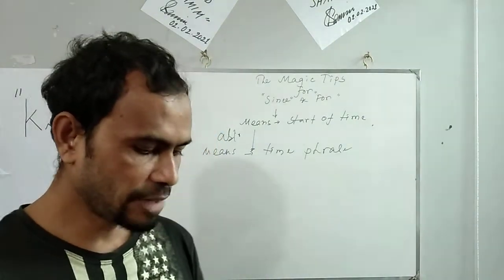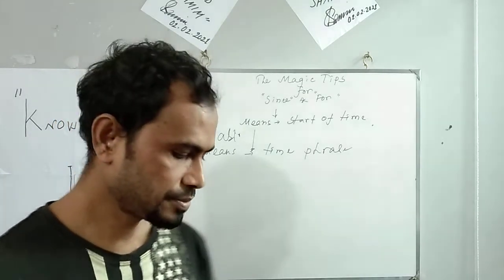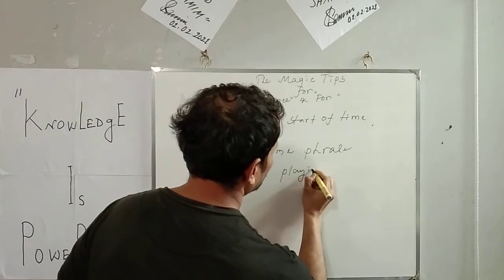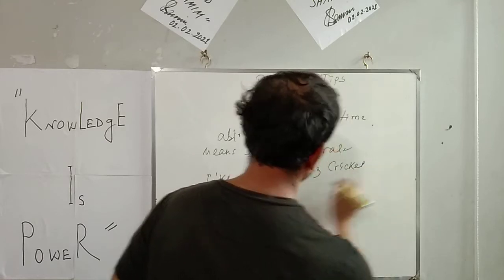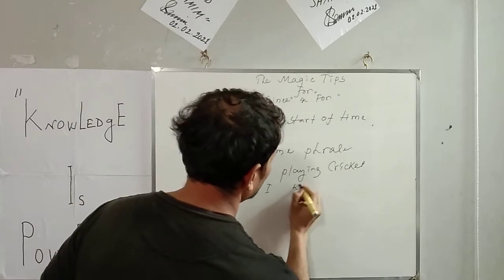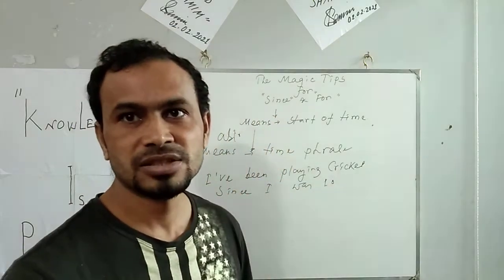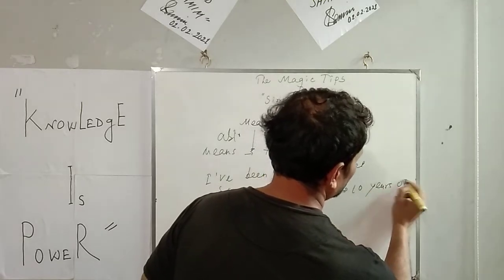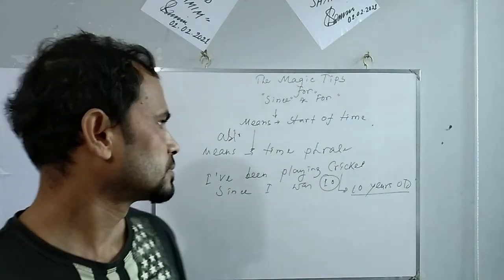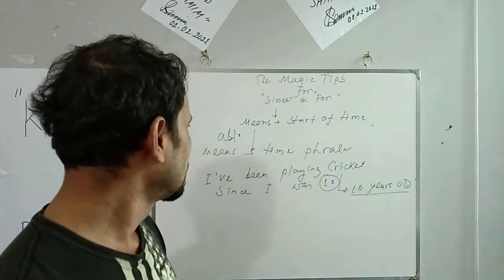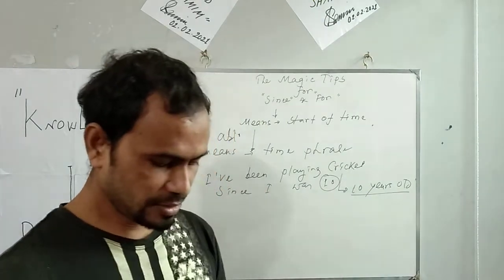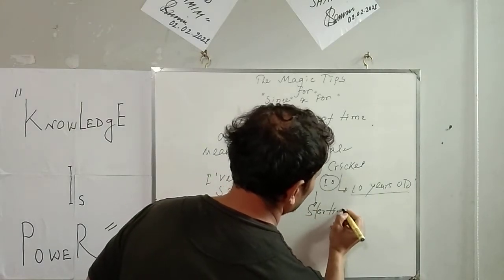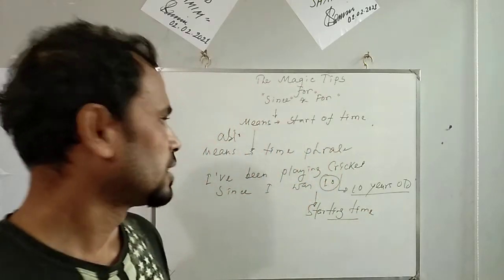For example, I have been playing cricket since I was 10. 10 means 10 years old. So I've been playing cricket since I was 10. So 10 is a time phrase, and 10 is a starting time.